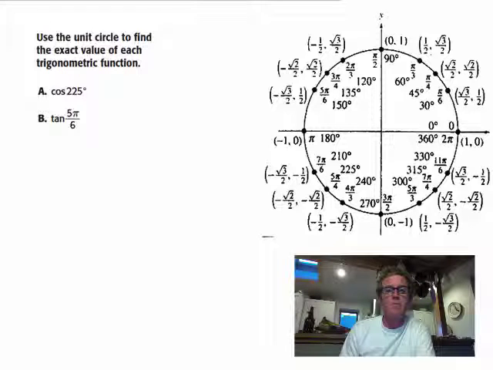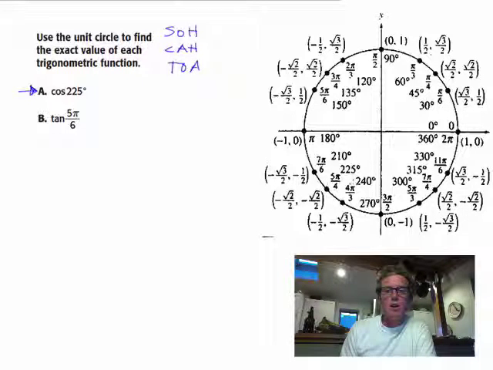a trigonometric ratio. Okay, so our goal here is to use the unit circle to find the exact value of each trigonometric function. Let's just do, in blue, part A. Okay, so what I want to look for is cosine of 225. And just for good practice, I'm going to give myself the good old-fashioned SOH CAH TOA.